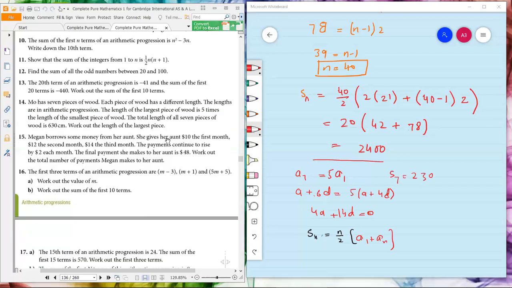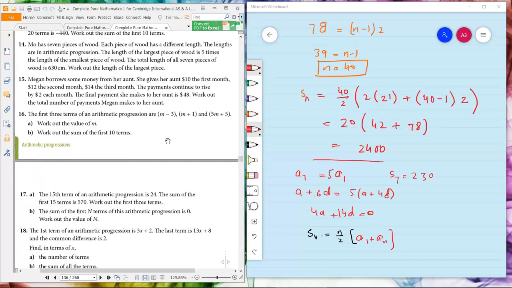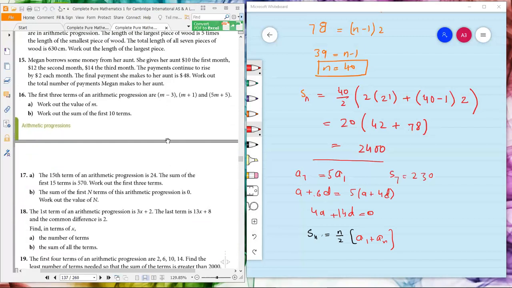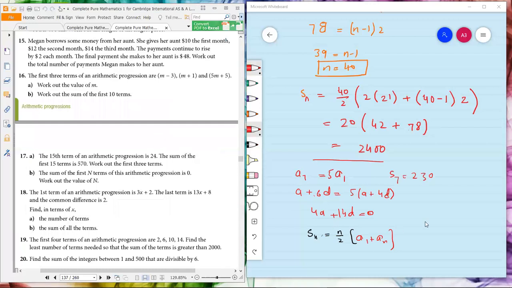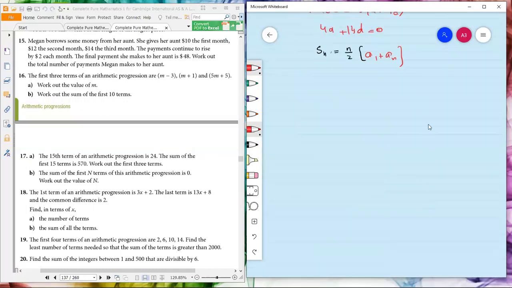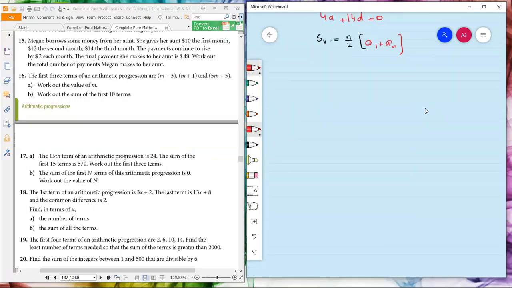Any other? No, sir. Did you complete 15, 16, 17, 18? No, sir. I completed 15 and 17. 16, I didn't understand. Okay. Now look at this question number 18. No, sorry, 16, sir. 16.